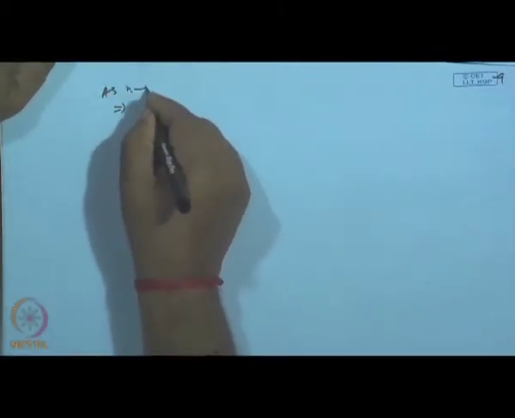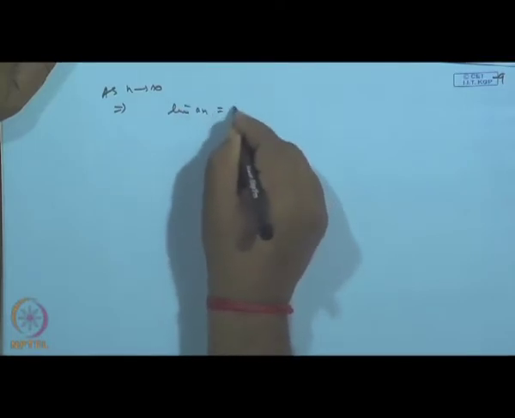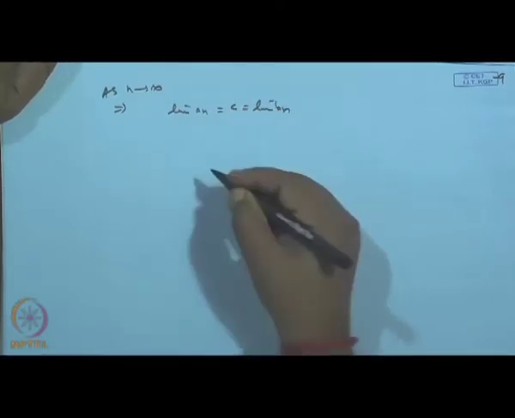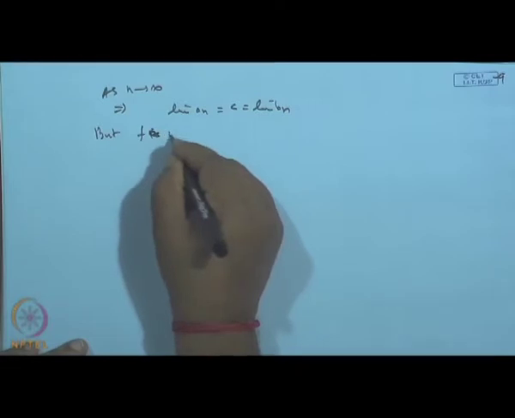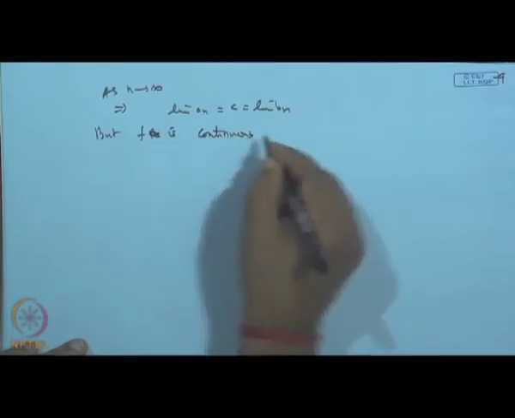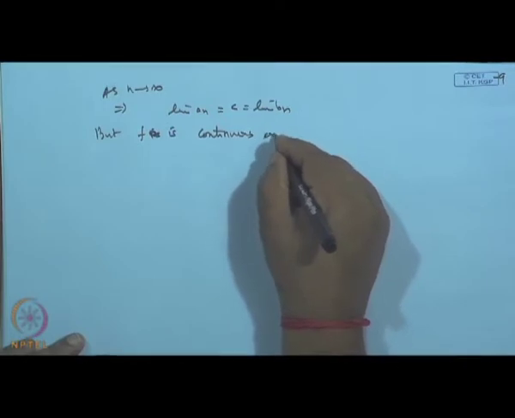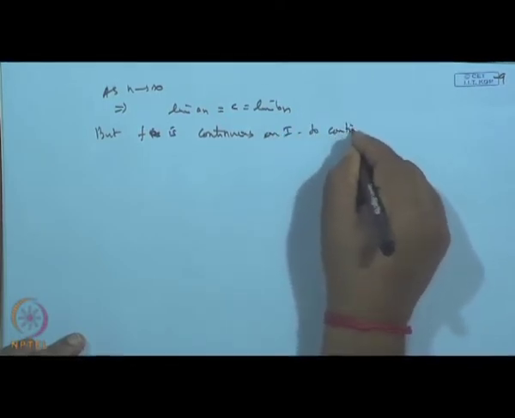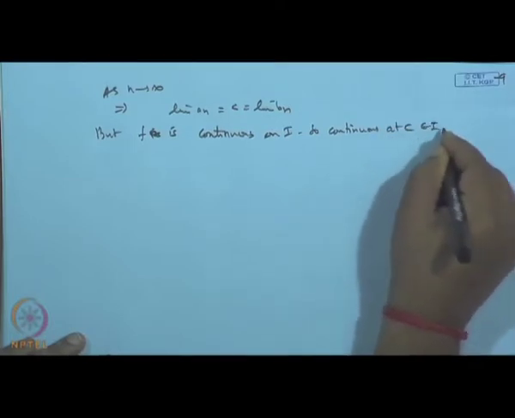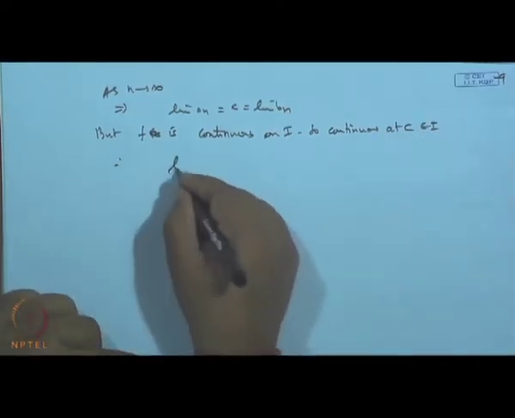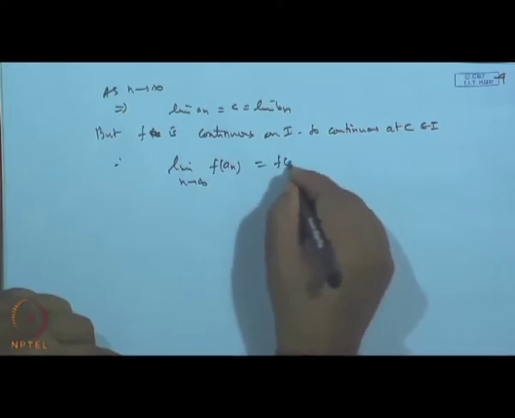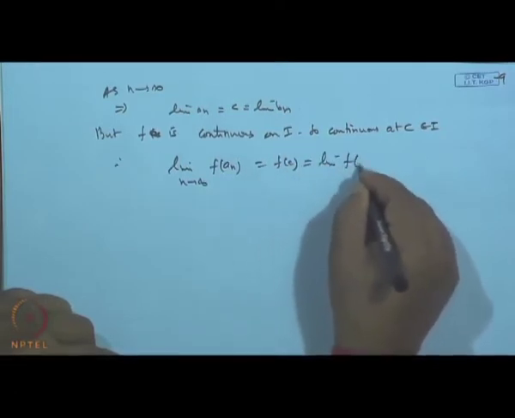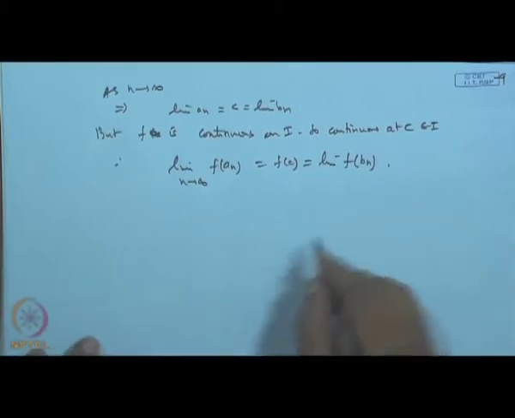So, this implies that as n tends to infinity, the limit of An is C, which is the same as the limit of Bn. Okay? But f is given to be continuous. So, f is continuous on I, so continuous at C also, which is in I. Therefore, the limit of the sequence f of An as n tends to infinity is nothing but the value of the function at the point C, which is the limit of f of Bn. So, this shows. Okay.